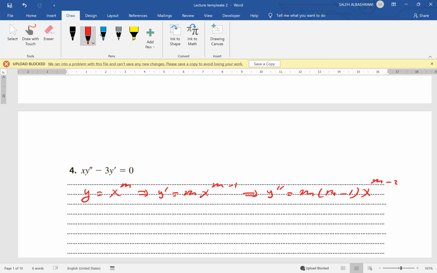So I will have x multiplied by y double prime, it will be m times (m minus 1) x to power m minus 2, minus 3 y prime, that will be m times x to power m minus 1, equal to 0.